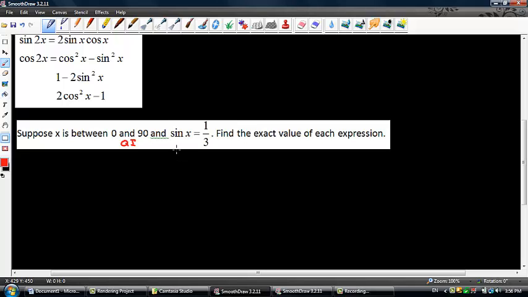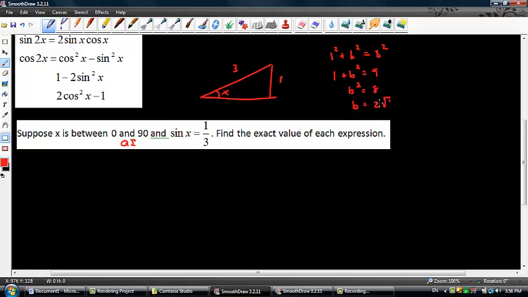Well, 1/3 is not on the unit circle, which means that we need to draw a right triangle. So let's go ahead and draw our good old quadrant 1 triangle right there. I'll call this x. The ratio of sides for sine is opposite over hypotenuse, so opposite is going to be 1, hypotenuse going to be 3. So let's figure out this other side because we have to use cosine double angle here. So that's going to be 1 squared plus, let's just call this b squared equals 3 squared. So I've got 1 plus b squared equals 9, b squared equals 8, b equals 2 rad 2.